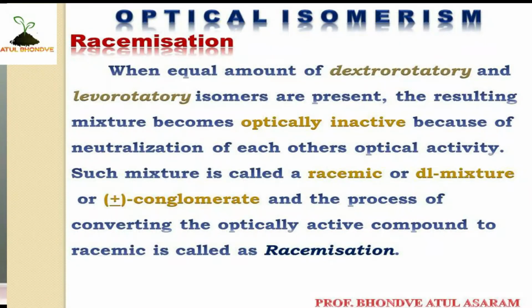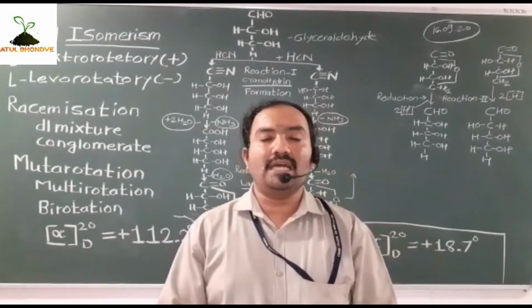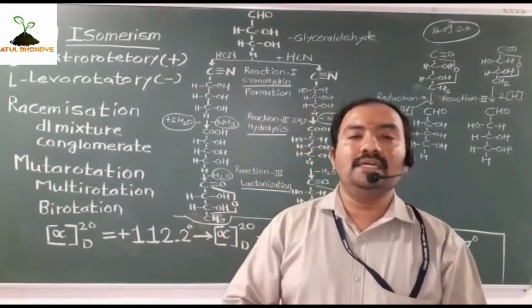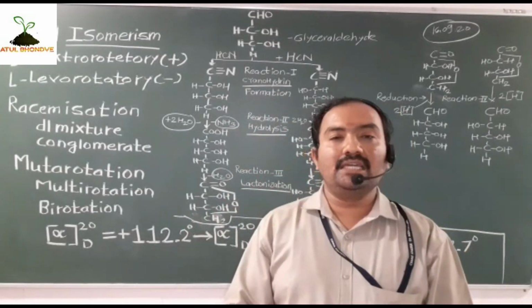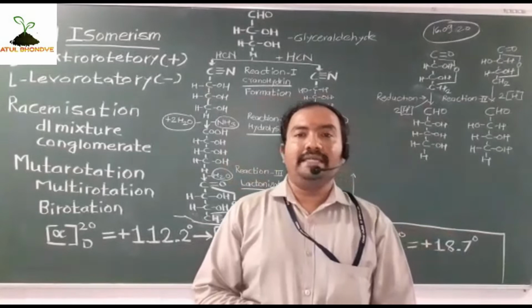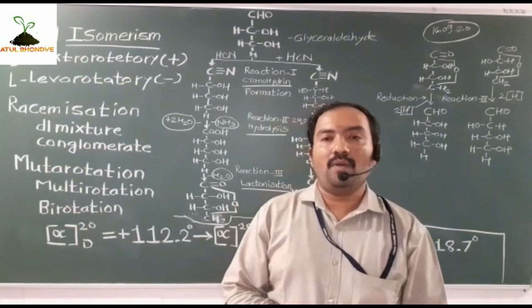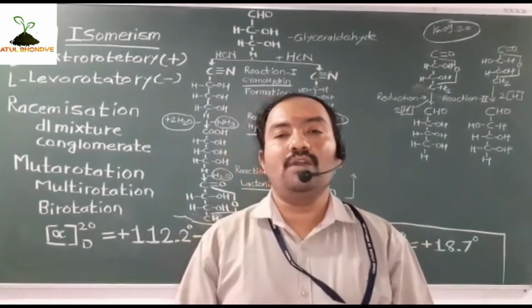The next concept is racemization. When an aqueous solution contains equal concentrations of a dextrorotatory substance and a levorotatory substance, such a solution neutralizes both the dextrorotatory and levorotatory power, and such substances are called a conglomerate, hence called a racemic mixture, and the concept is called racemization. It is indicated by DL or the positive and negative sign together, and commonly called the DL mixture or the conglomerate.